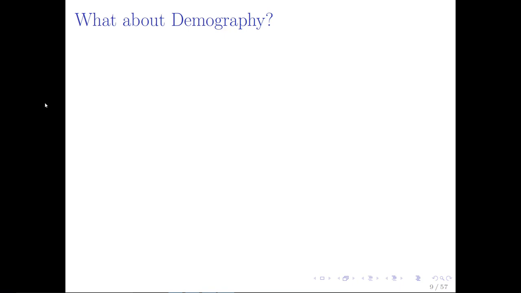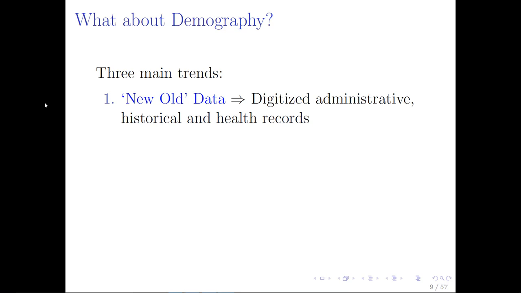And so I see three main trends in this area. The first trend is about the sort of rebirth of old data or traditional data. These are data that are very useful. They used to be on paper, and so they were very hard to access. They're being digitized, like administrative records, historical records, and they're becoming more usable for research.